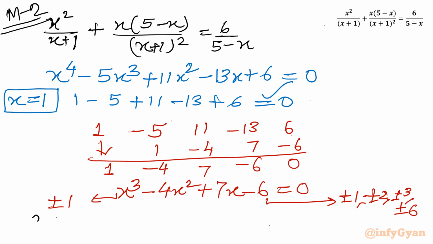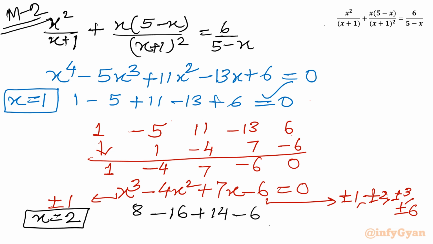Let me put x is equal to 2. So 8 minus 2 square is 4, 4 times 4, 16, plus 14 minus 6. Is this true? Yes, 22 minus 22. So it will be 0. So the first base solution was x equal to 1. The second base solution is x equal to 2.